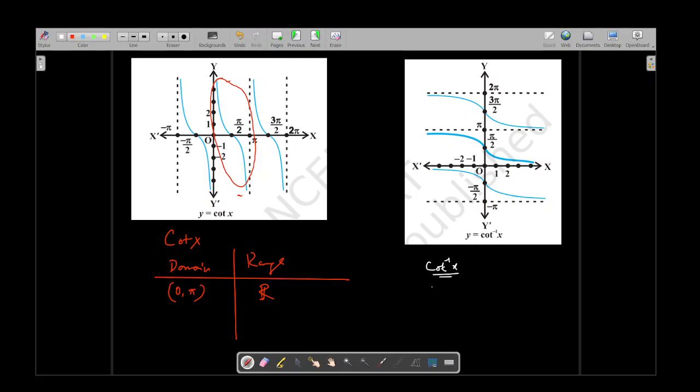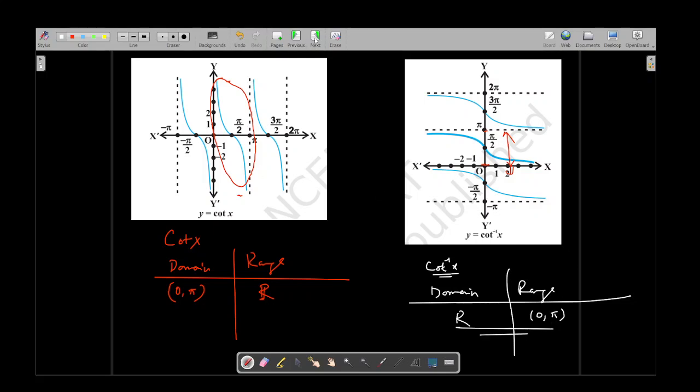Let us write the domain and range for cot inverse. The domain is the complete set of real numbers. And the range is 0 to pi, but it does not take the values 0 and pi. So this is my domain and range.